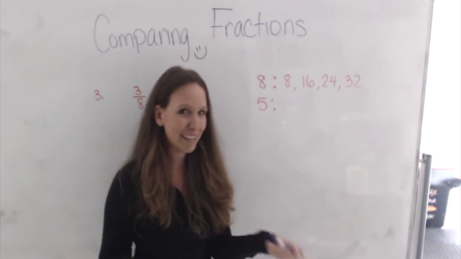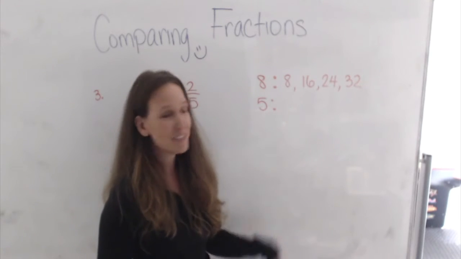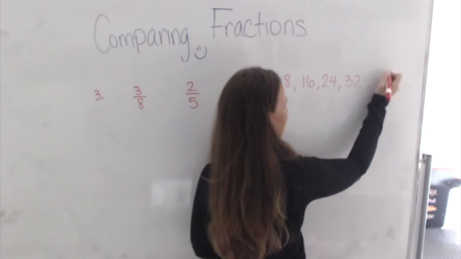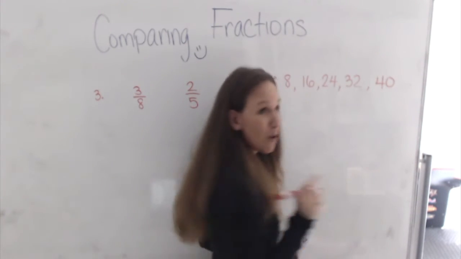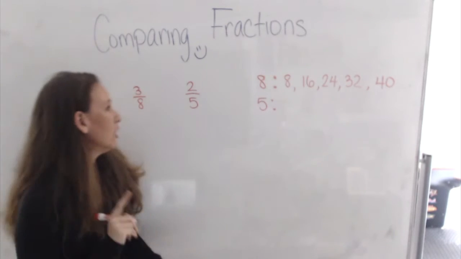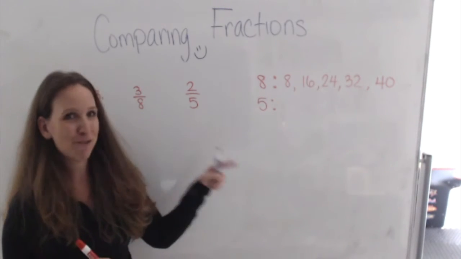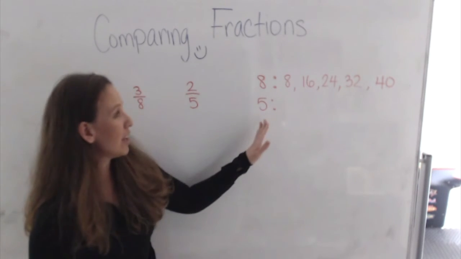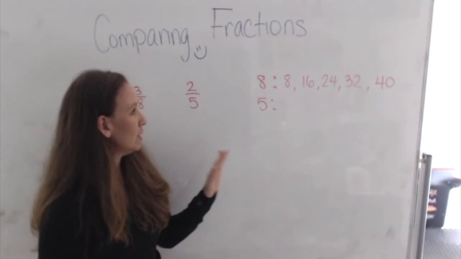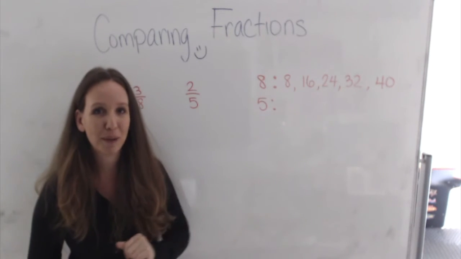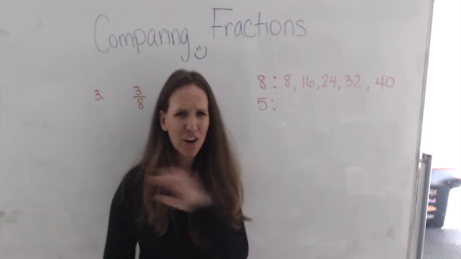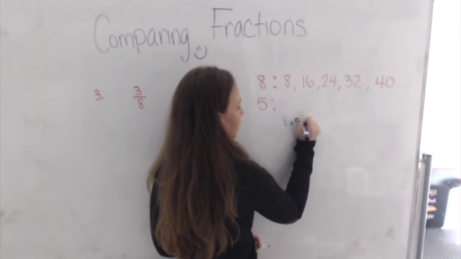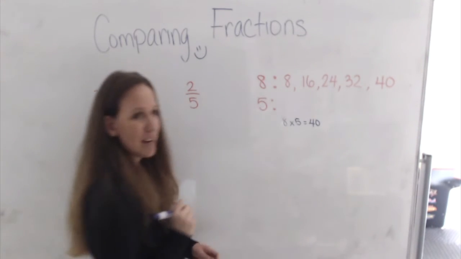I'm not seeing any number that's divisible by 5 yet. This is taking a while. 8, 16, 24, 32, and 8 more makes 40. Oh, 40 is divisible by 5, because 40 is 5 times 8. And guess what? We discussed when we were doing least common multiple that your number will never, ever be larger than these two numbers multiplied together. So I know that's the farthest I'm going to go. So 8 times 5 is 40, and that is my least common denominator.